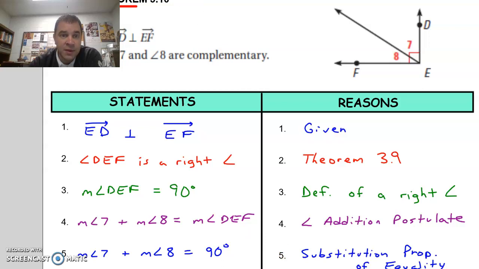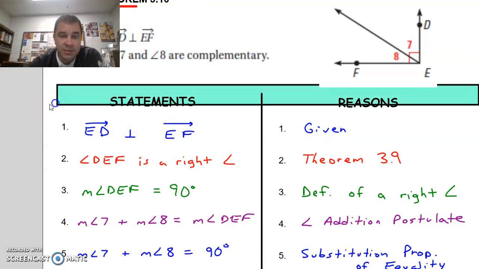And then finally, the last step of all of this is to show that 7 and 8 are complementary, and that's really just the definition of complementary angles. If they both add up to 90 degrees, then they both must be complementary.